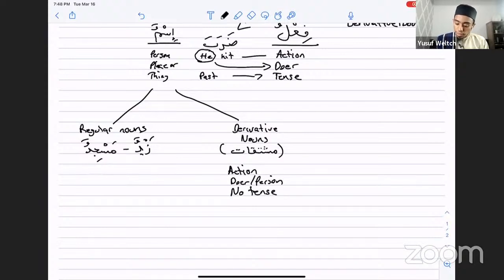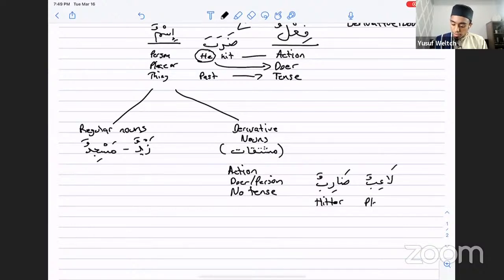Okay, so let's take an example. We already had daraba as our example for verbs. If I say dariibun, which is a hitter, or la'ibun, which is someone who's a player or someone who's playing. Or let's give another example from a different form. Let's say mumathil. Mumathil is from which form? Can anyone tell me what form mumathilun is from?